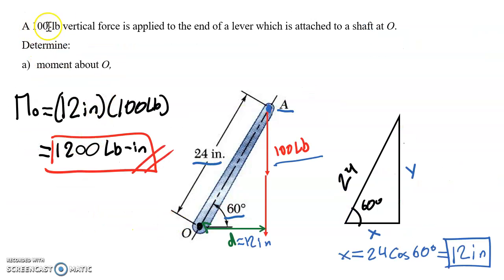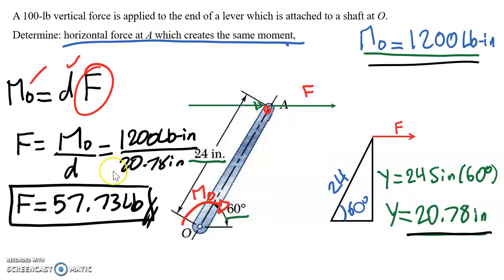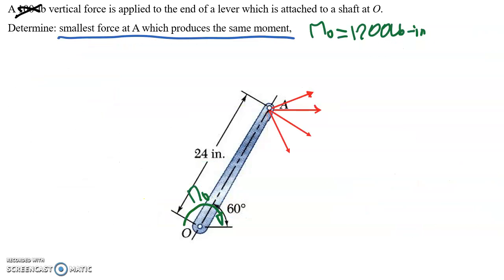In the first one, we got 100 pounds. In the second one, for the same moment, we got 57.73 pounds. What does it tell me? Well, it tells me that the bigger the distance, the smaller the force we need to create the same effect. So for this lever, what is going to be the biggest distance possible? That one's going to be 24 inches.